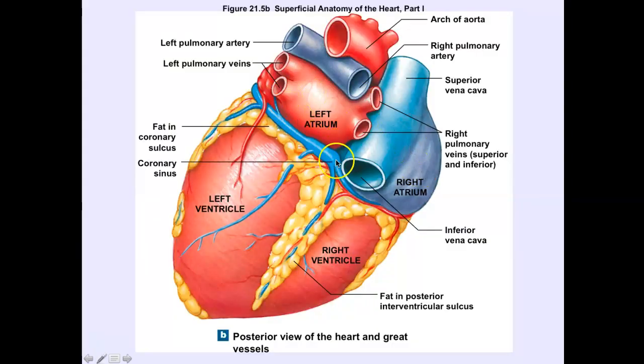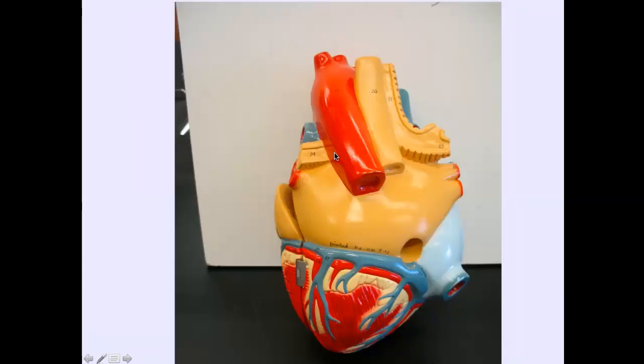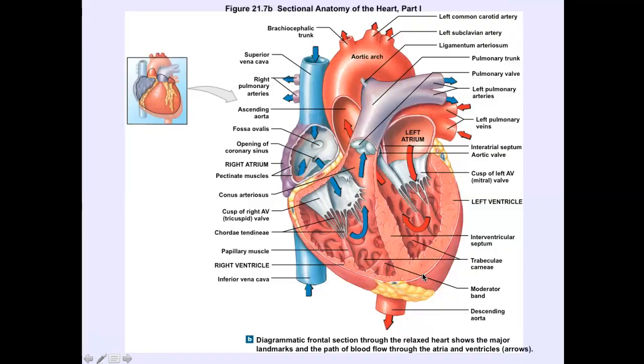Remember on the back there was that coronary sinus. This is what the coronary sinus looks like in the heart model. And then we need to know everything here, okay? You can see there is a little piece of our descending aorta right here.